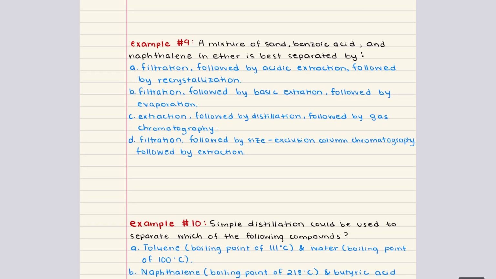Problem 9 says a mixture of sand, benzoic acid, and naphthalene in ether is best separated by blank. Let's break this mixture down by the properties of each component. Sand is inorganic, solid, and completely insoluble in ether. Benzoic acid is a weak organic acid, and it's partially soluble in ether, but it can also be ionized and extracted into an aqueous base. Naphthalene is a nonpolar organic compound that's highly soluble in ether, and it stays in the organic layer.